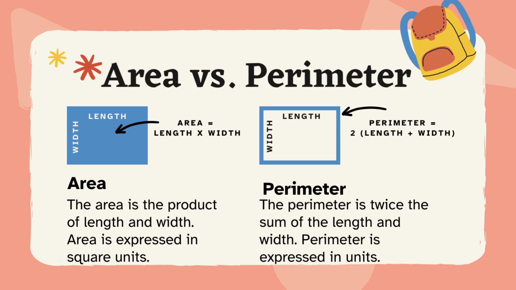What is perimeter? Perimeter of a rectangle is the distance around the boundary of rectangle. For rectangle, we have two lengths and two widths. So perimeter is twice the sum of length and width of a rectangle, and perimeter is always expressed in units.